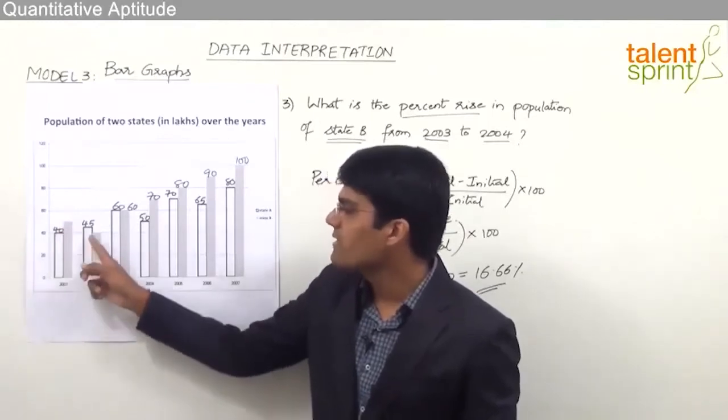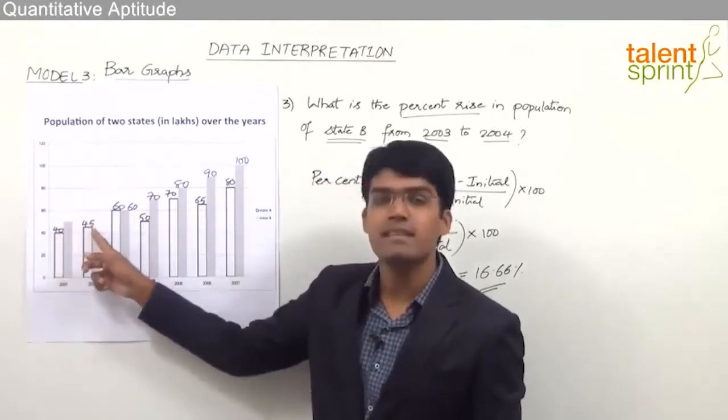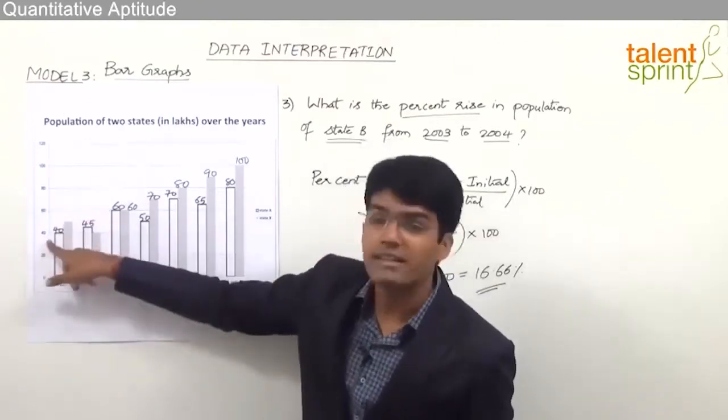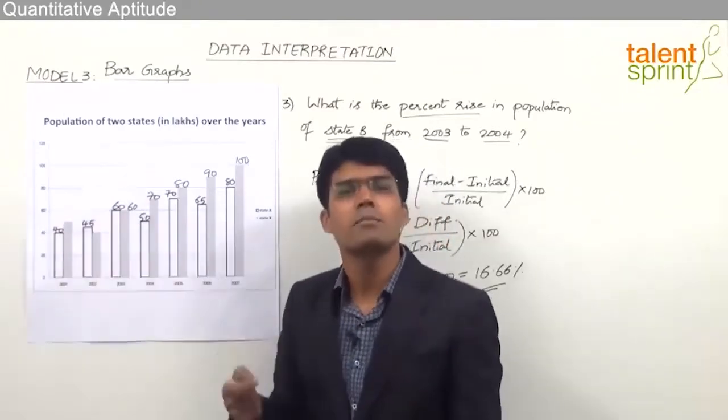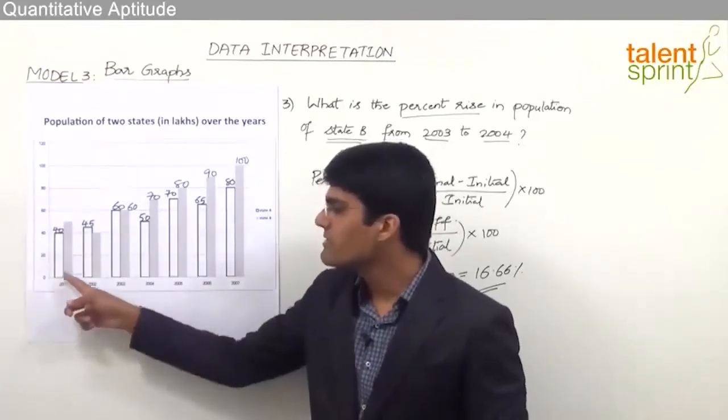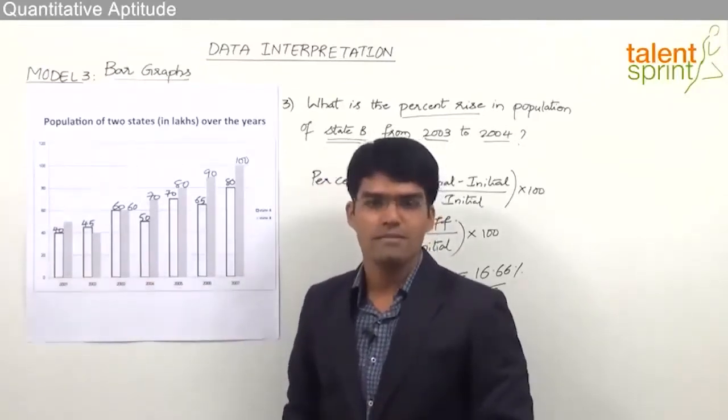In second year it is 45. Now here it is an increase of 5 lakhs. But what is the percentage increase? 5 lakhs by 40 lakhs. 5 by 40 is again 1 by 8. 1 by 8 is 12.5%. So we can say population of state A has increased by 12.5%.